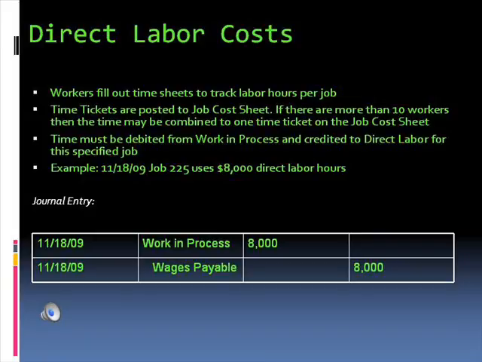We have an example at the bottom of the slide. It was on 11/18 of 09. The job number was 225, and the usage was $8,000 in direct labor hours. As you can see, in work in process, we debited $8,000, and then at the bottom, wages payable, we credited $8,000.